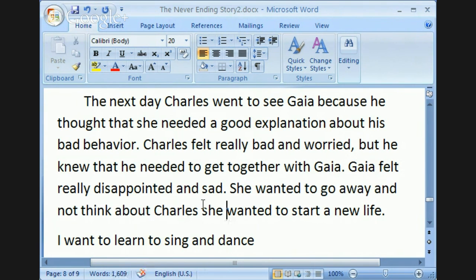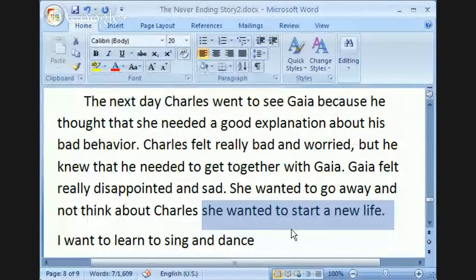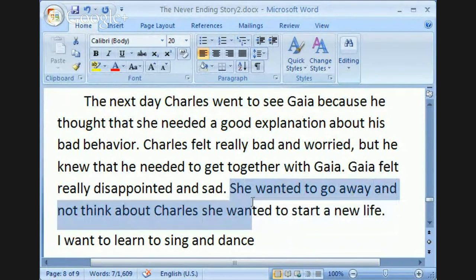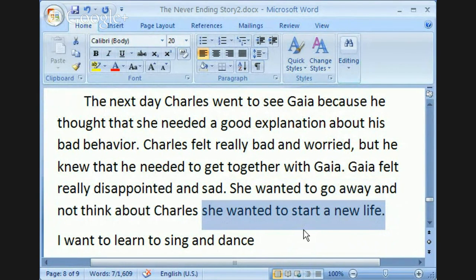Now here, you have another subject noun and another verb. So this is another clause. In fact, this is another sentence. You've got a subject and a verb, and it makes sense. She wanted to start a new life. Of course, that's a complete idea. So you've got one sentence here, one sentence here.